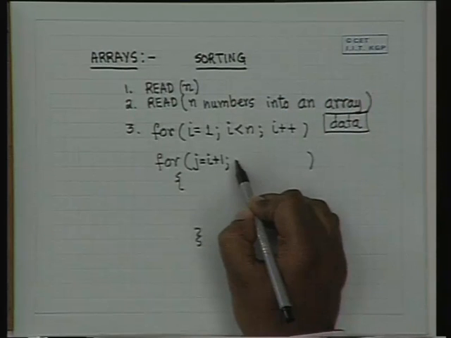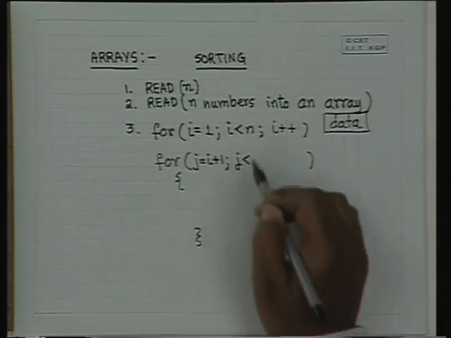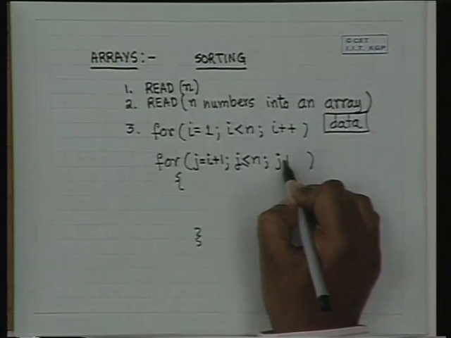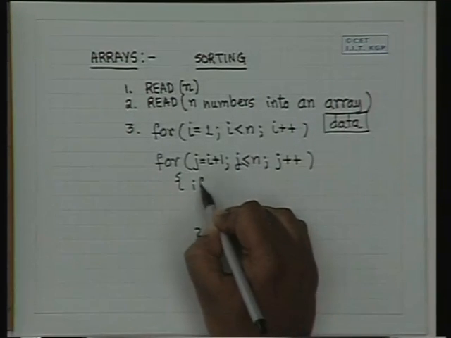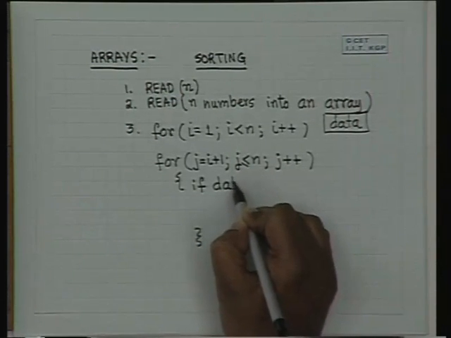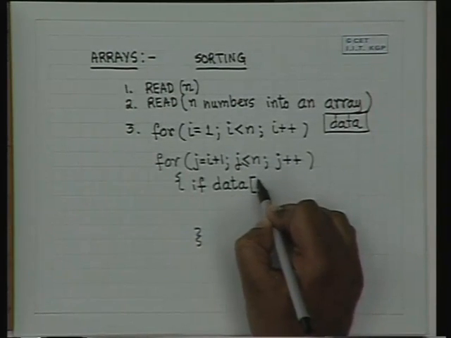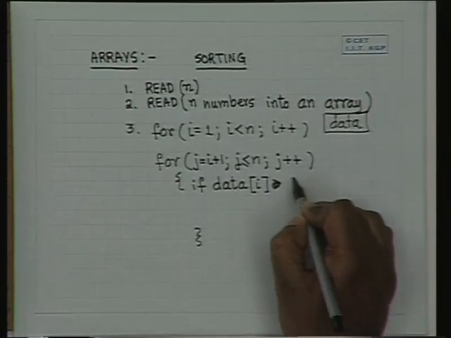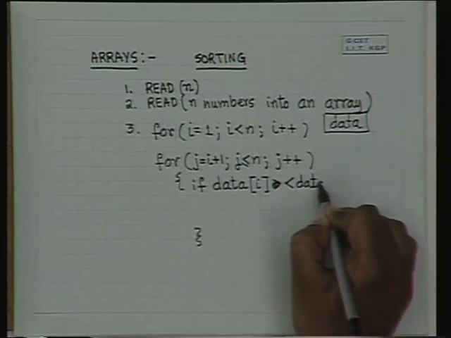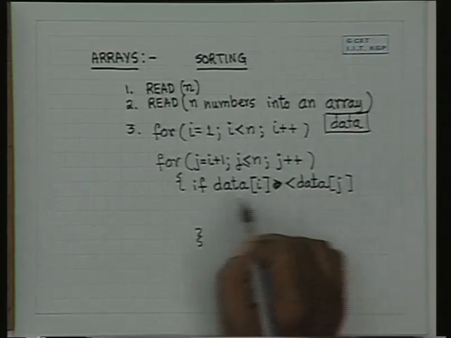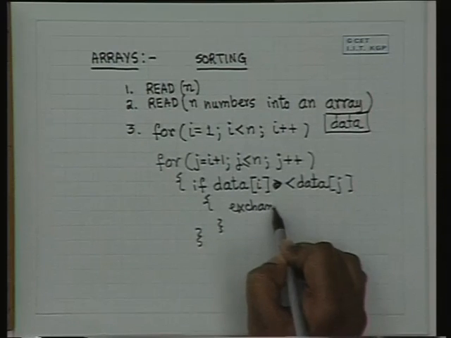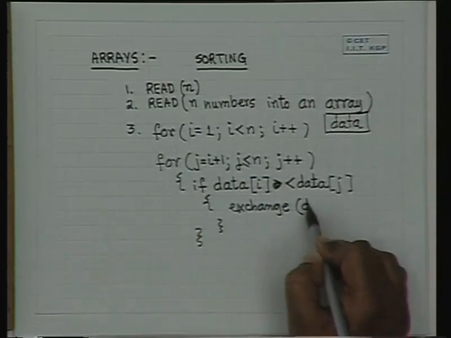for j is equal to I plus 1 till j is say less than or equal to n, and increment it, and we will compare: if data I is less than data j, then we will exchange data I and data j.